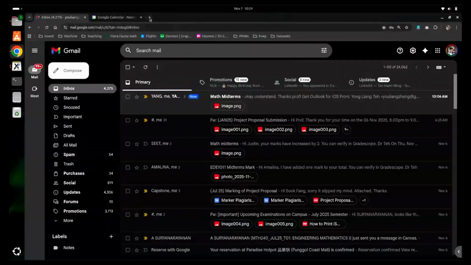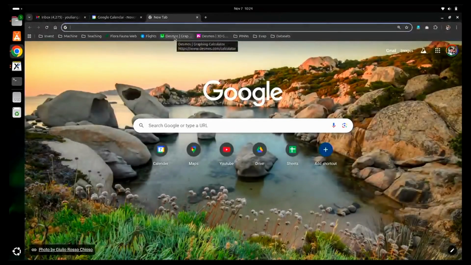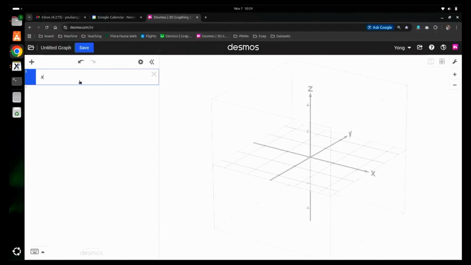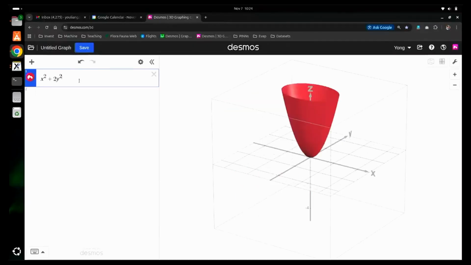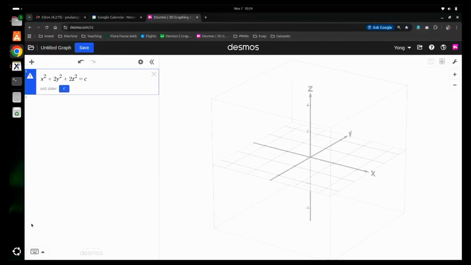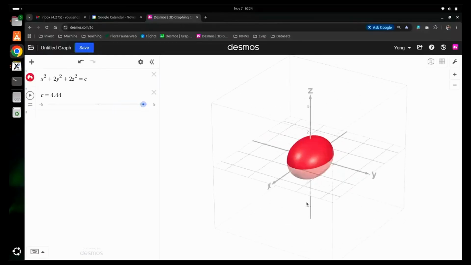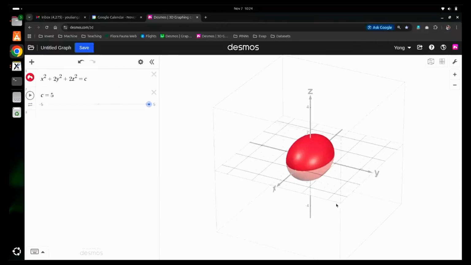Okay, so if you look at Desmos 3D, you can have a look at the ellipsoid. It's x squared plus 2y squared plus 2z squared, right? Then equals some constant. The constant doesn't matter, so I can just put equals c. If I increase c, then the size of the egg becomes bigger. So this is what we call an ellipsoid.